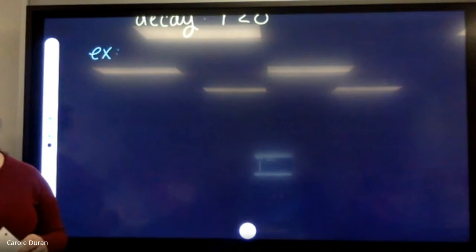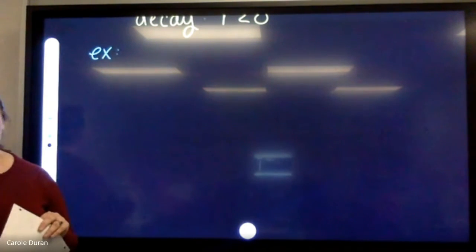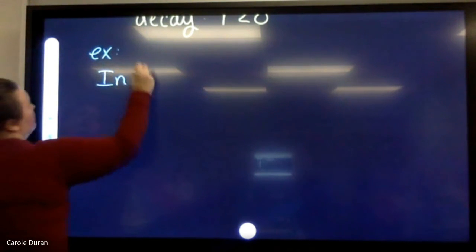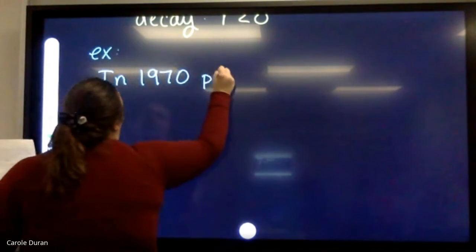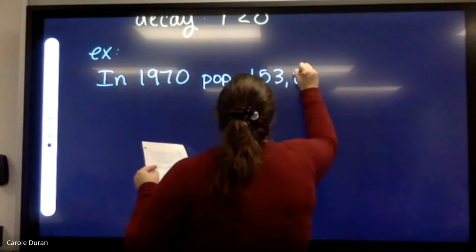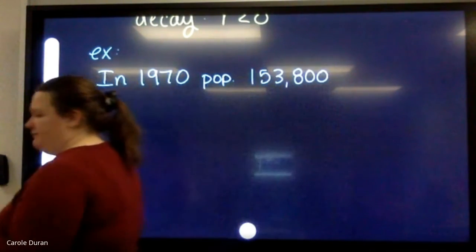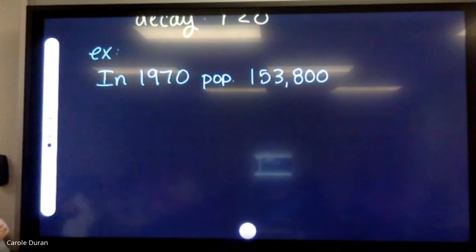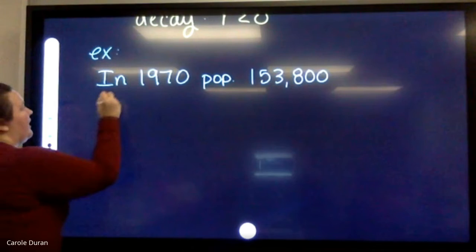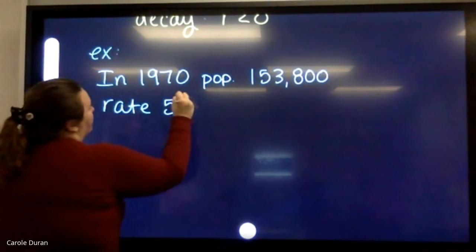So I need to start with the population at the start of this model. That told me in 1970, the population was 153,800 people. From this initial population, was my population increasing or decreasing? Increasing, because it said it grows. And it told me it grew at a rate of 5% per year.